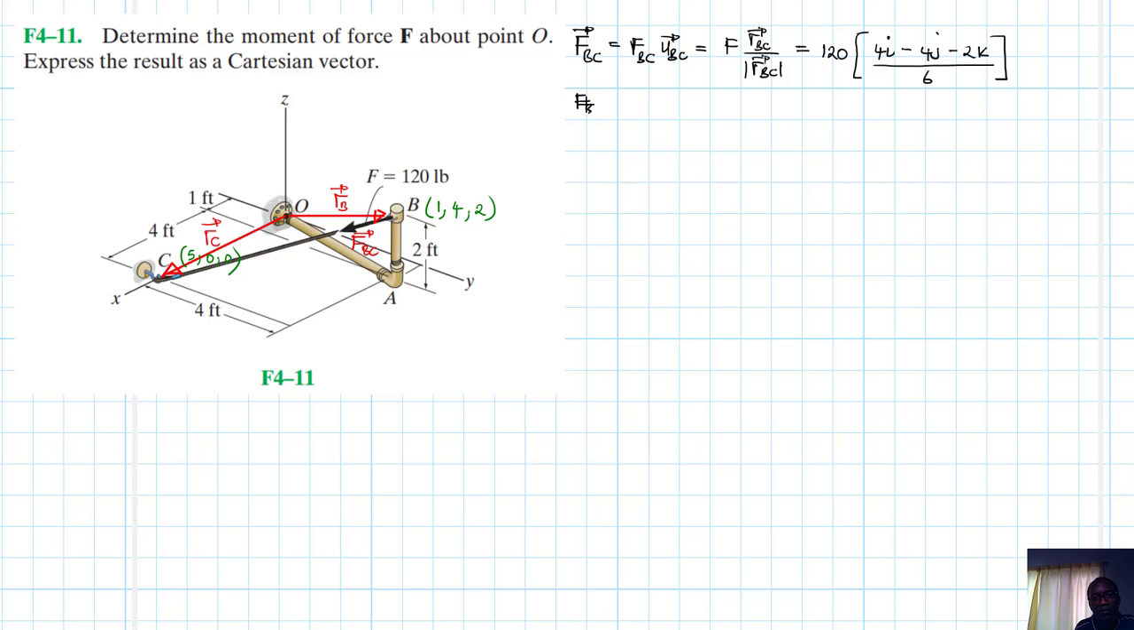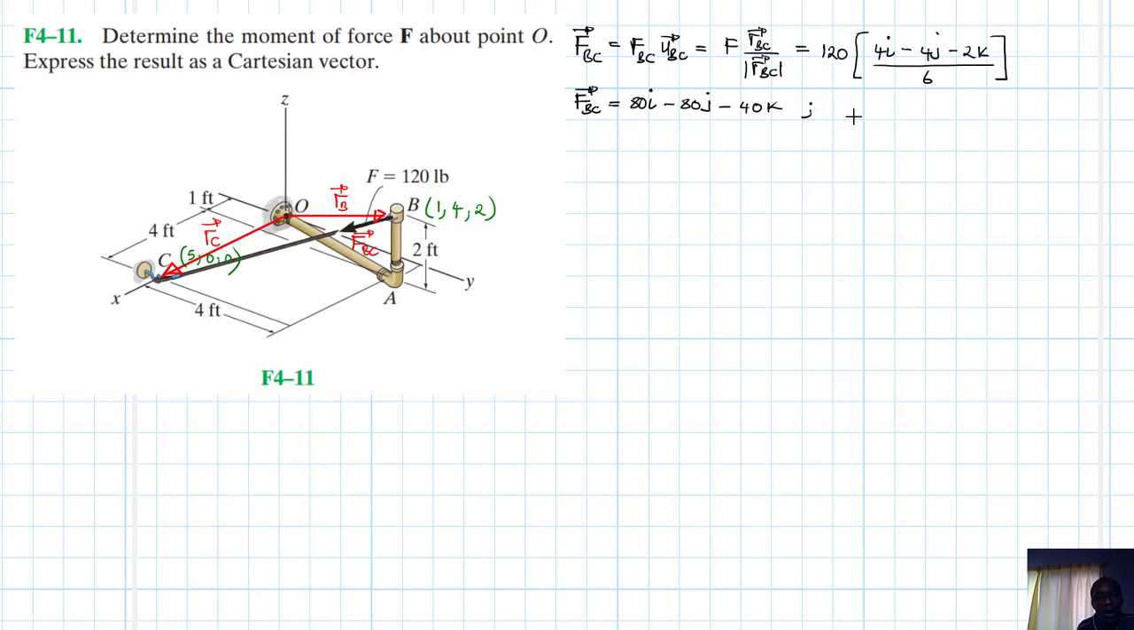Therefore our FBC, if we work this out, 6 into 120 is 20. 20 by 4 is 80i. Then 20 by 4 also is minus 80j. 20 by 2 is 40k. So we have found FBC.